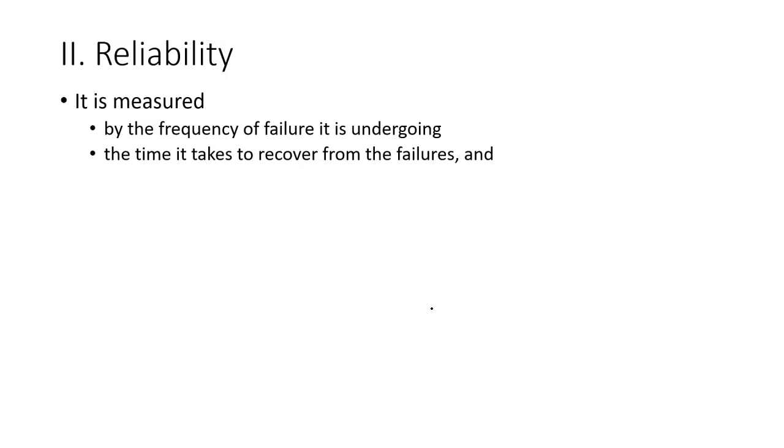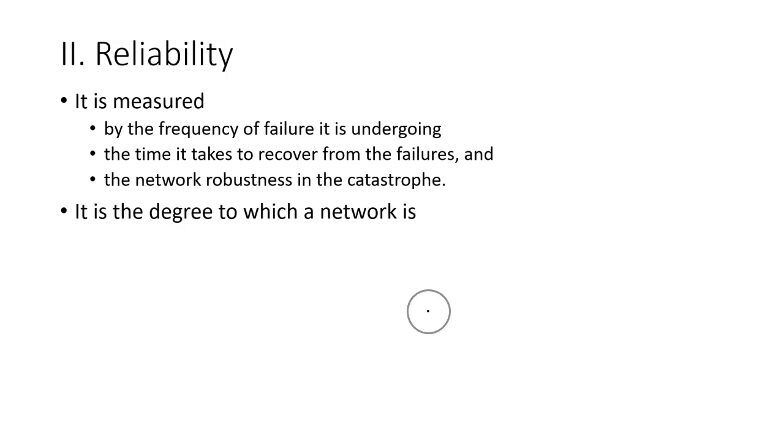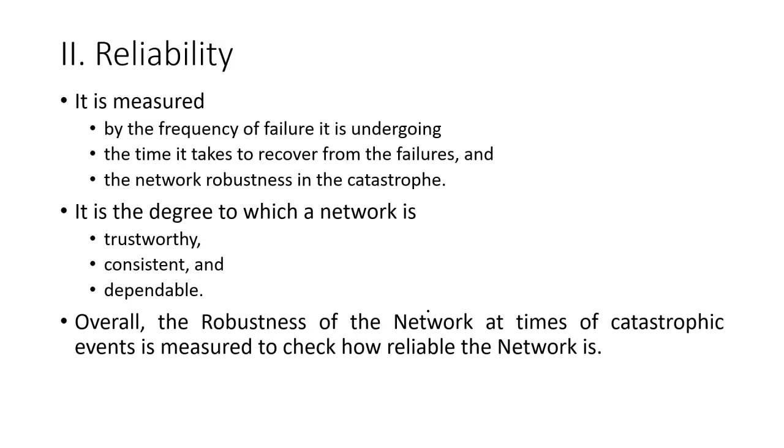Second one is reliability. It is measured by the frequency of failure it is undergoing, the time it takes to recover from the failures, and the network robustness in the catastrophe. Basically, it is the degree to which a network is trustworthy, consistent, and dependable. Overall, the robustness of network at times of catastrophic event is measured to check how reliable the network is.